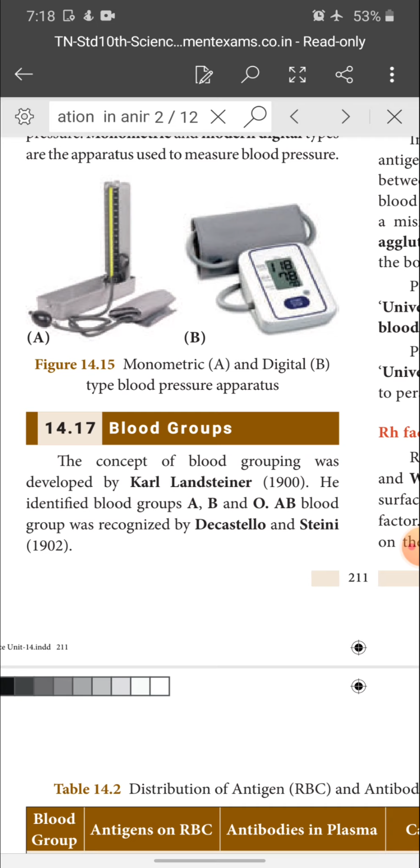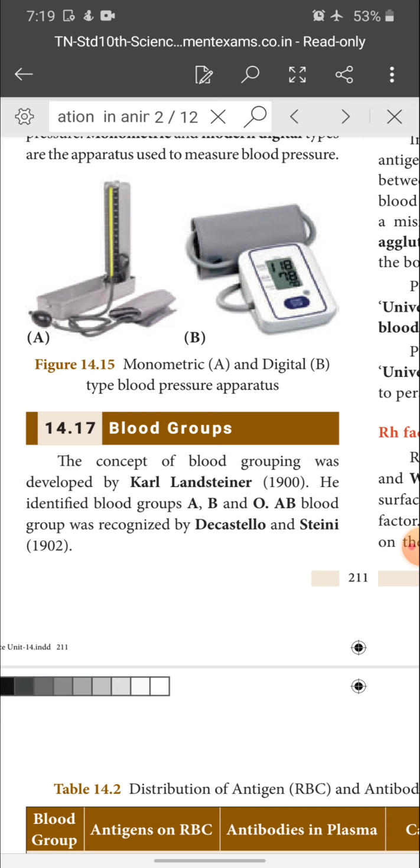Who first discovered these blood groups? That is another question. See, Karl Landsteiner developed the blood grouping concept. He identified the blood groups A, B and O. Then the AB blood group was recognized by Decastello and Sturli in 1902. So Karl Landsteiner first observed only three types of blood group, that is A, B and O only. Later, in 1902, Decastello and Sturli discovered another blood group, that is AB.